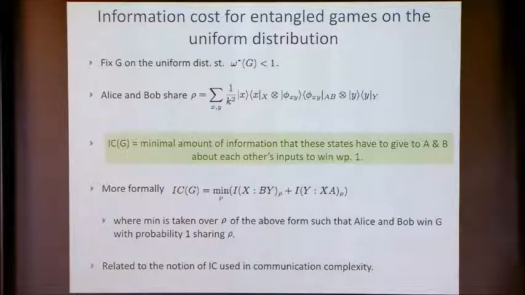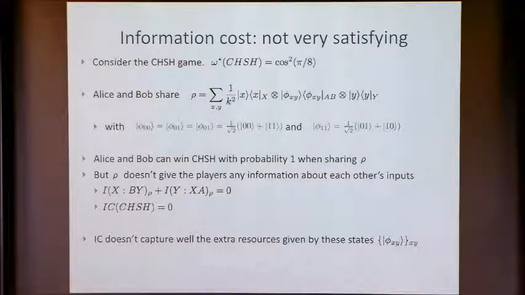So we have this well-defined notion which involves this information, and it's parallel. It's related to this information cost, which was really useful in communication complexity. So we think we have a nice notion to work with, and we should be happy. But actually, we're not very happy.